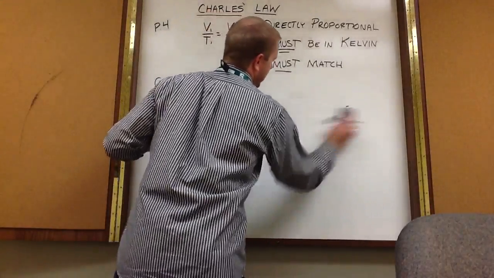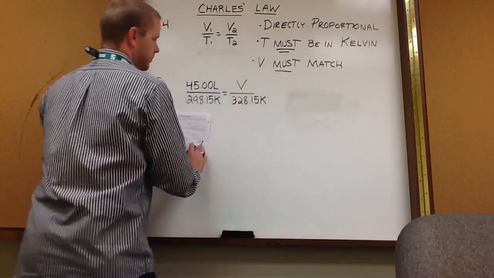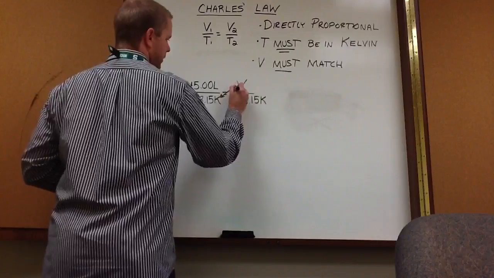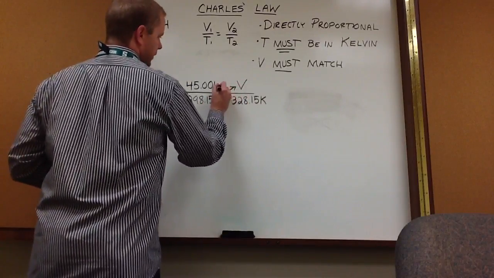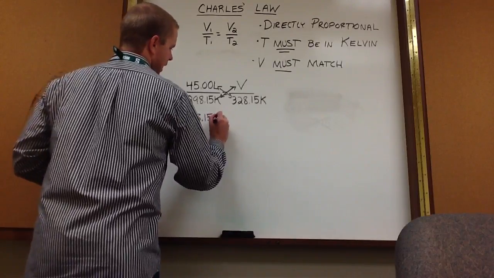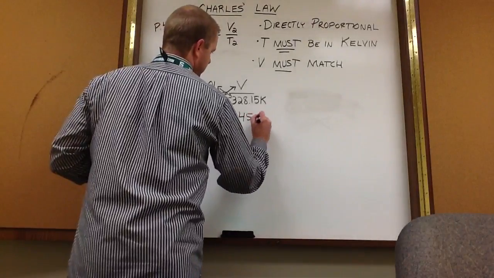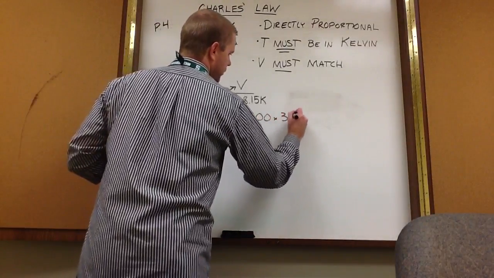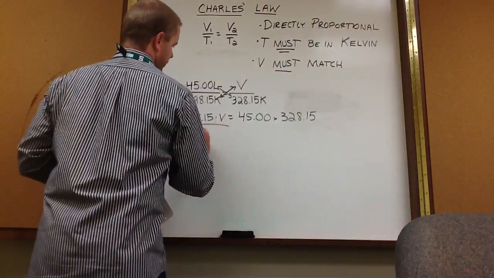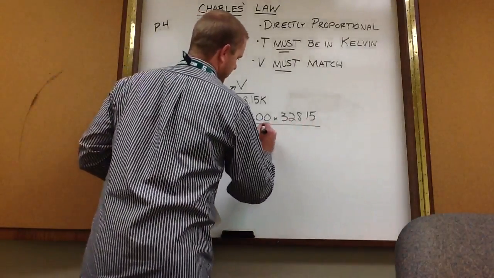Now, to make space, I'm going to get rid of that. We're going to solve this for volume. When you have something like this, what you do is you cross multiply. So the algebra ends up being 298.15 times V equals 45.00 times 328.15. Then you would divide both sides by 298.15 to isolate the V, because that would be the algebra.